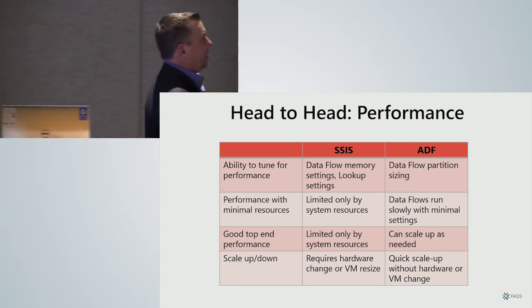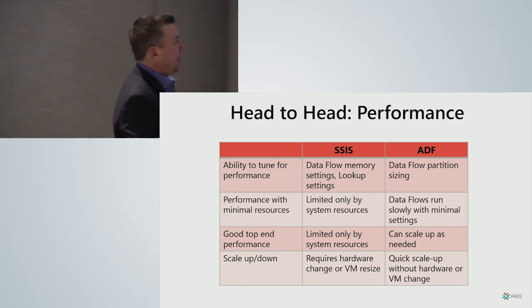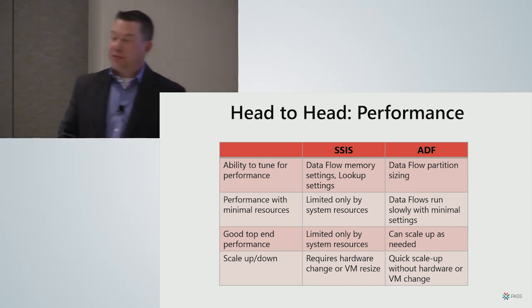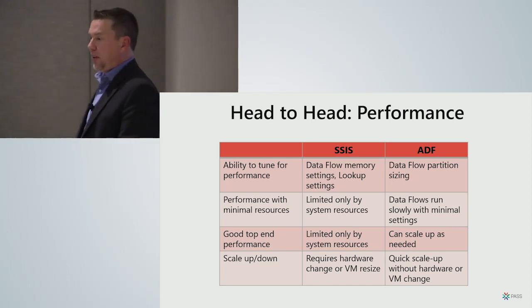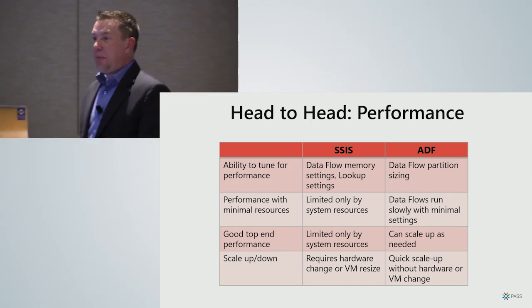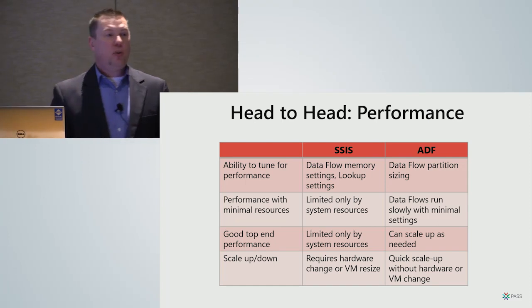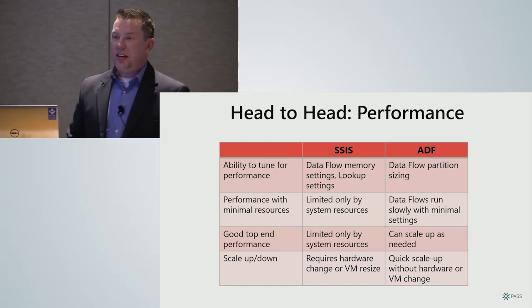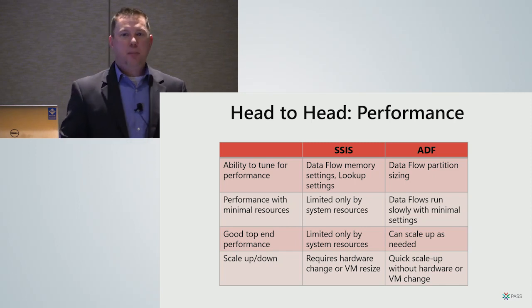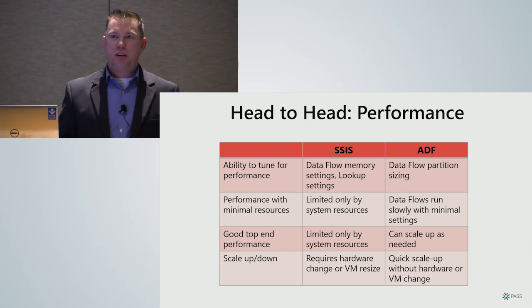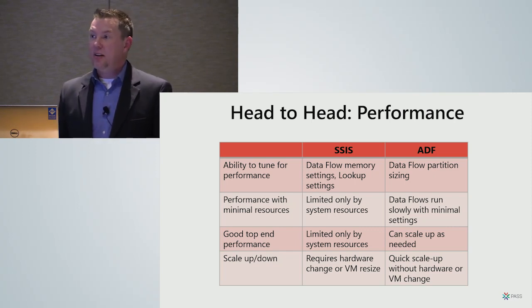So the way that we do those things in each tool: data flow memory settings on SSIS, data flow partition sizing on ADF gives me some control over how quickly those things run. On SSIS, this is limited only by how much memory, how much CPU, how much disk you want to throw at it. On the ADF side, this is a limitation because even on the low end, because it's spinning up a cluster to run your data flows, they still have a bit of a lag, like minutes of lag, whenever you're running even a small data flow.